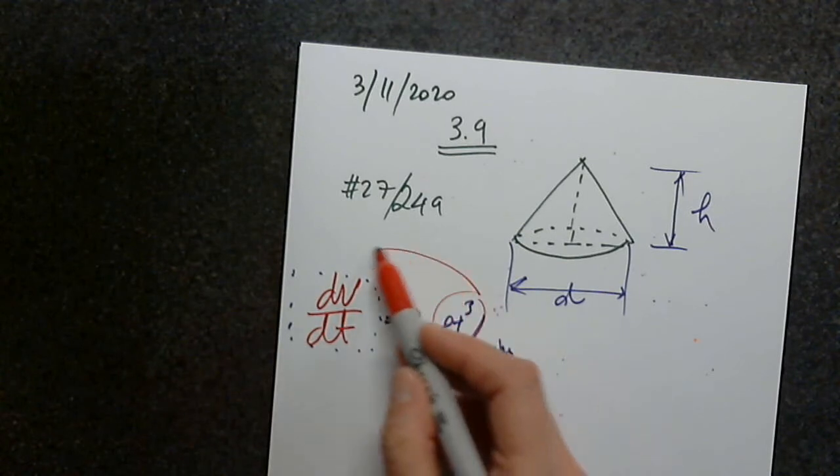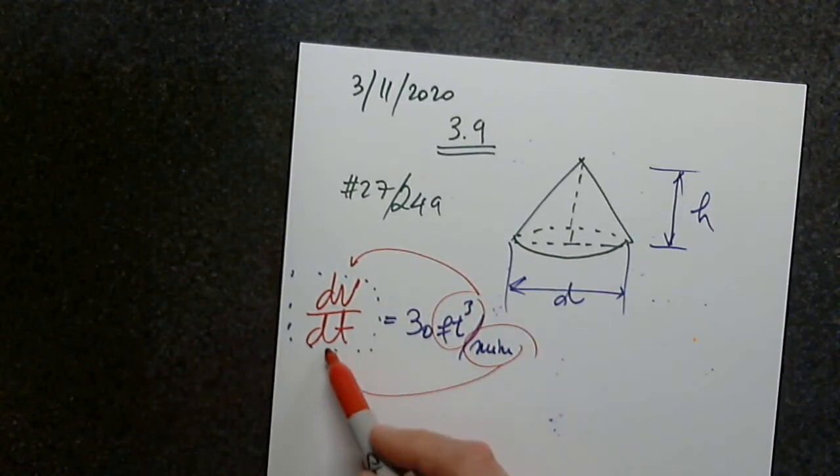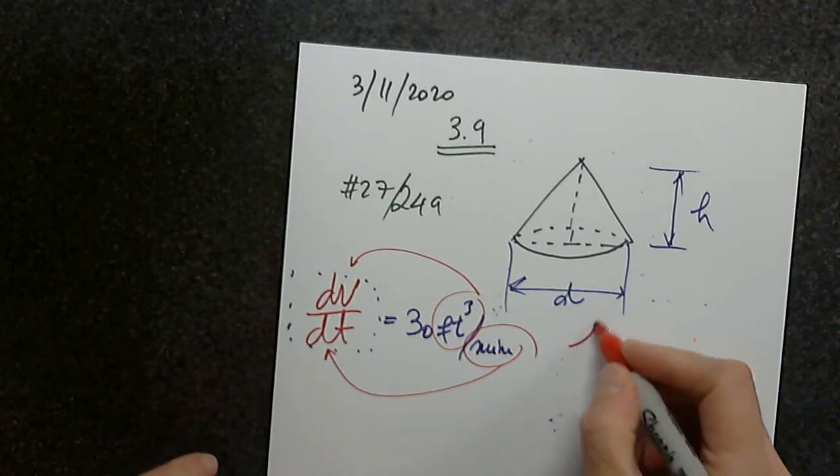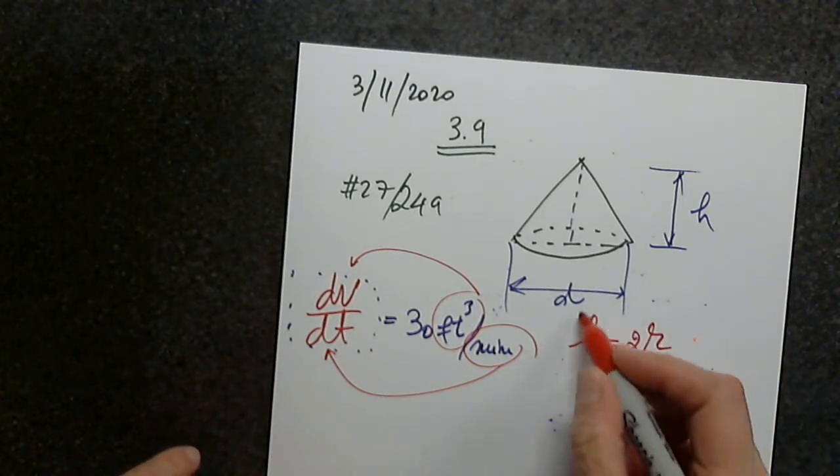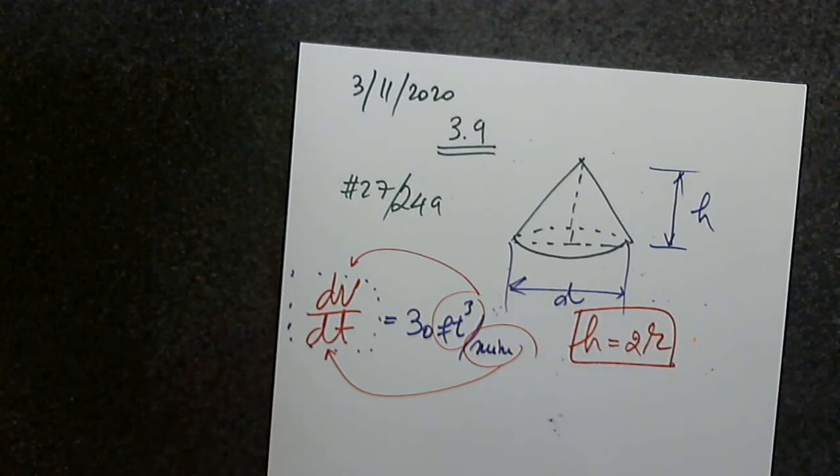It's a measurement unit for the top, a measurement unit for the denominator. We can't miss that, right? If it's cubic feet per minute, it must be dV over dt. Perfect. Well done. Now we're told that the diameter and the height are always the same, which means the diameter, which is 2 times the radius, is always the same as the height.